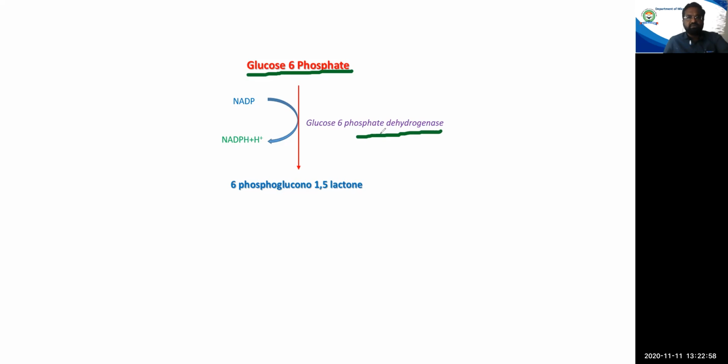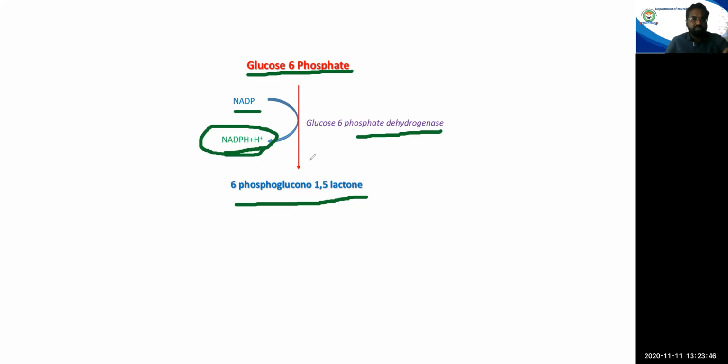This enzyme, glucose 6-phosphate dehydrogenase, will bring about dehydrogenation. Hydrogen will be removed from this glucose 6-phosphate and it will be converted to 6-phosphoglucono 1,5-lactone. Okay, and during this process, as there is removal of hydrogen, there will be a requirement of a hydrogen or electron acceptor molecule. So here, NADP acts as the acceptor of this hydrogen and is converted to NADPH. Okay, and this NADPH is going to serve as the reducing power during the biosynthetic reactions.